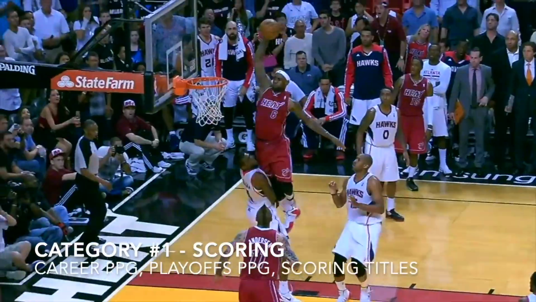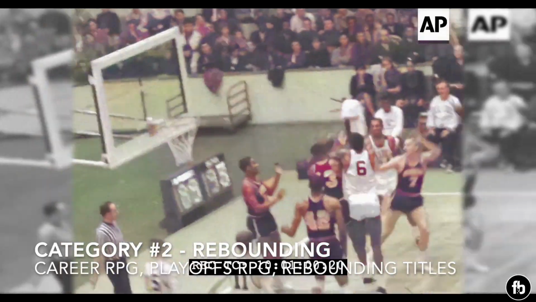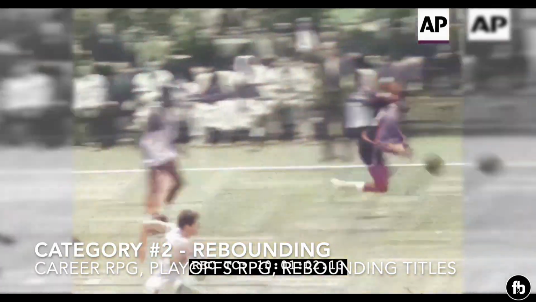I'll be using 6 different metrics to compare each player. The first category is scoring. This category will be defined by each player's career points per game, peak points per game, both in the regular season and playoffs, and number of scoring titles. Rebounding. This category will be defined by each player's career rebounds per game, peak rebounds per game both in the regular season and playoffs, and number of rebounding titles.